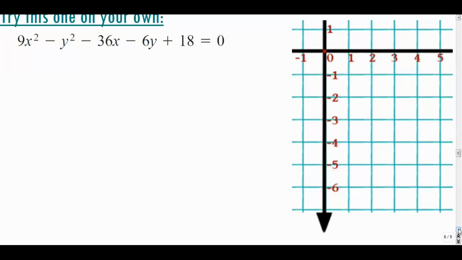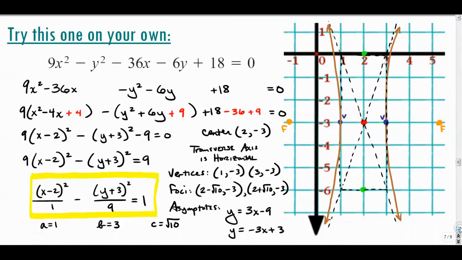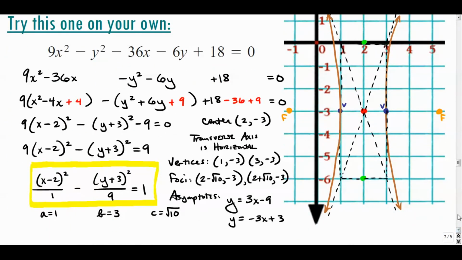And I'm just going to scroll down here and give you all the answers that you're looking for. I'm not going to go through this one, but this is what the graph looks like. I plotted your foci in orange, your center in red, and your vertices in blue. I put all of those coordinates right here. I also put the equations of the asymptotes, and I put a highlighted box around the equation itself.